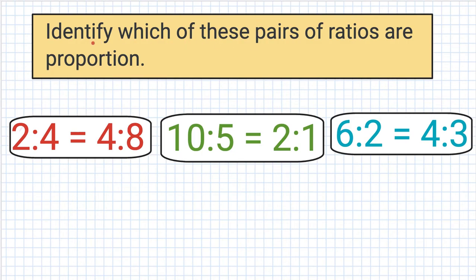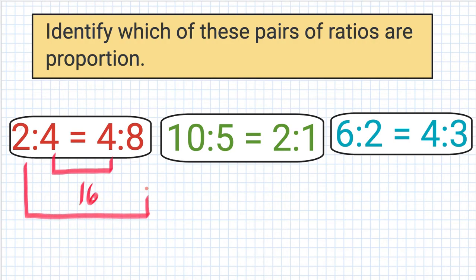Okay, that's good. Now, let's try to have these problems here. Let's try to identify which of these pairs of ratios are proportion. Let's have example number 1. We will just call it an example, not a problem really. Example number 1: 2 is to 4 is equal to 4 is to 8. Again, we need to identify whether the products of the means and extremes are equal. 4 times 4, that is 16. And 2 times 8, that is also 16. So we can say that 2 is to 4 and 4 is to 8 are equal. They are proportion.